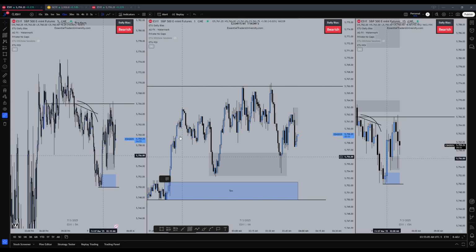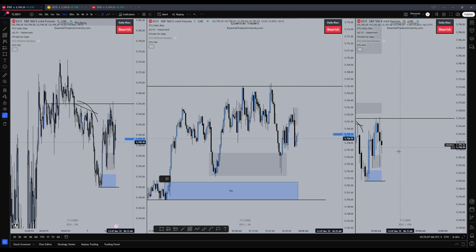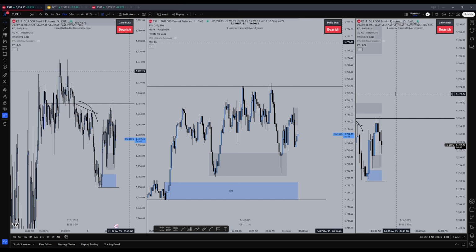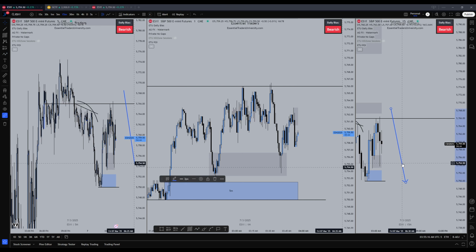Same with a 1 hour. 1 hour PY will take 3 hours minimum to develop, and that's not factoring in time for price to come back to the PY as well, which takes time, right?